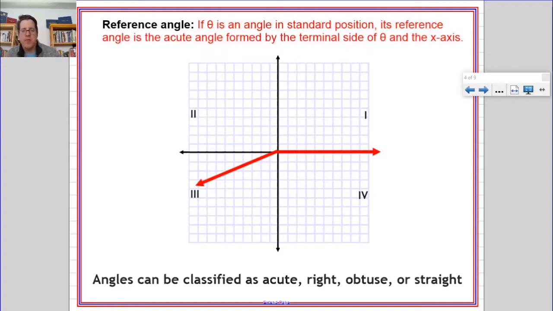Now, sometimes we don't want to talk about the entirety of the angle. So this angle here might be something like, let's say, 210 degrees. It would certainly be a little bit more than 180. If we just want to talk about the part closest to the x-axis, we would call that a reference angle. So in this case, your reference angle would be 30.